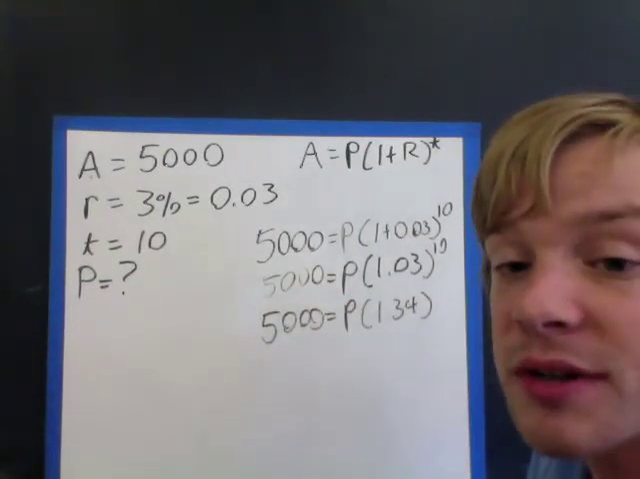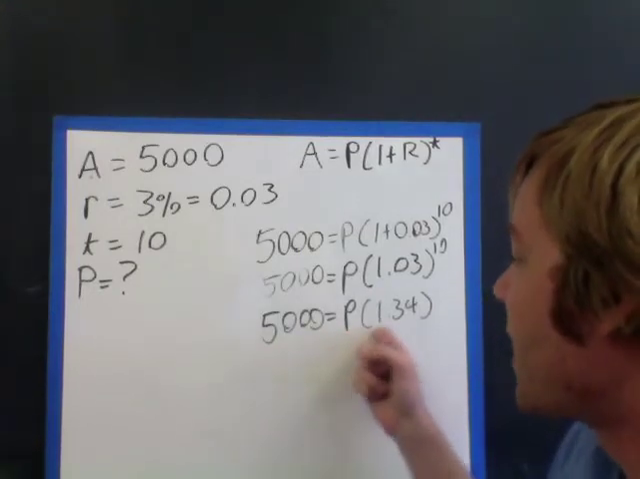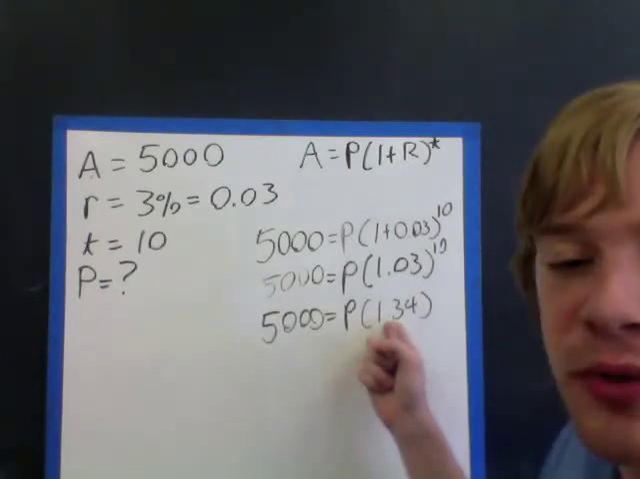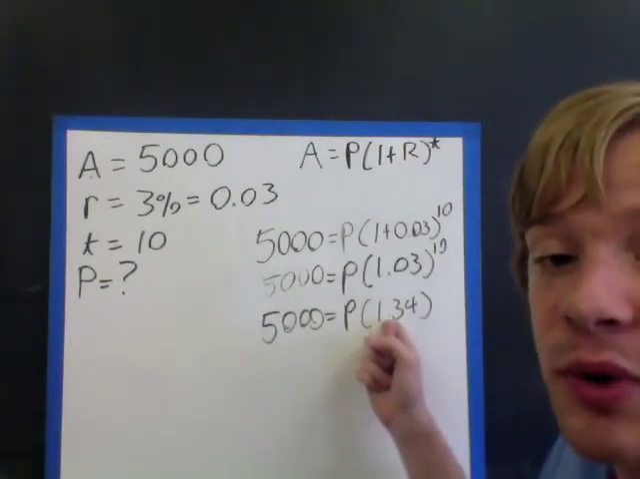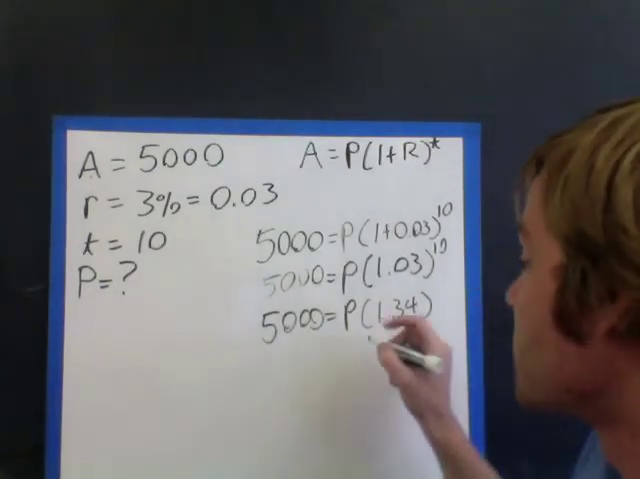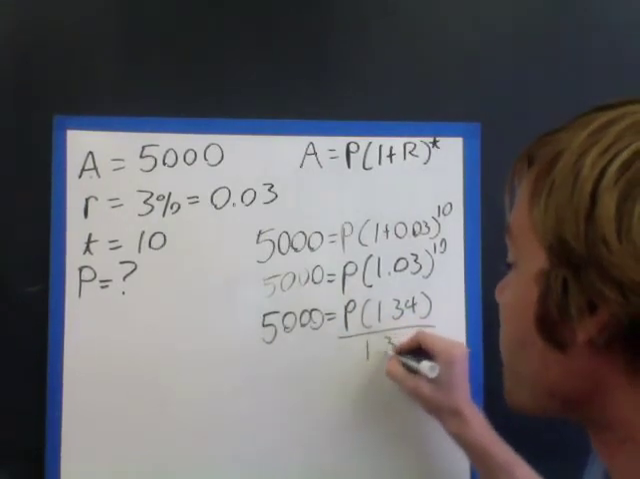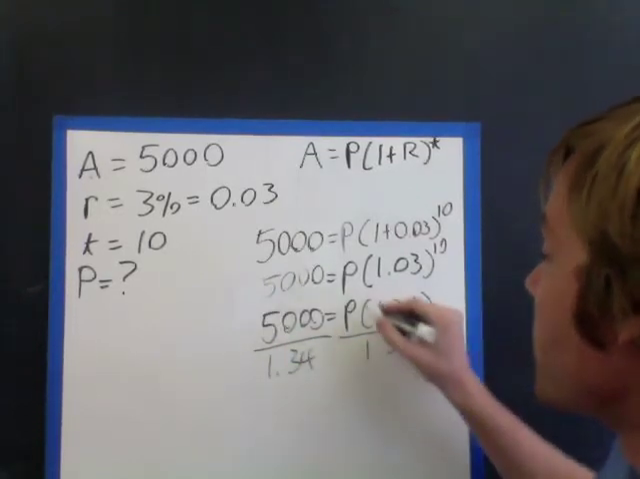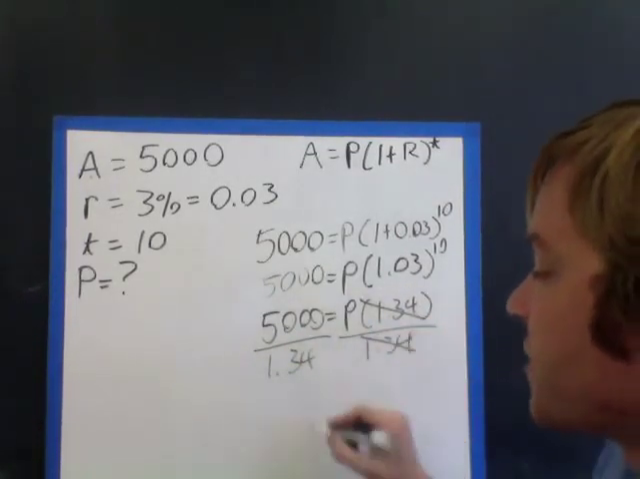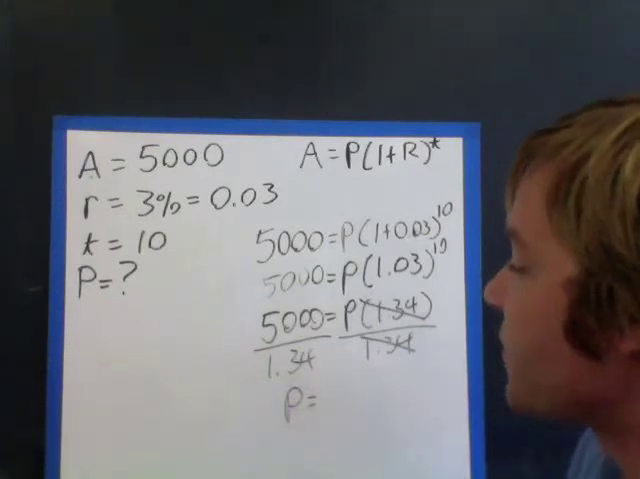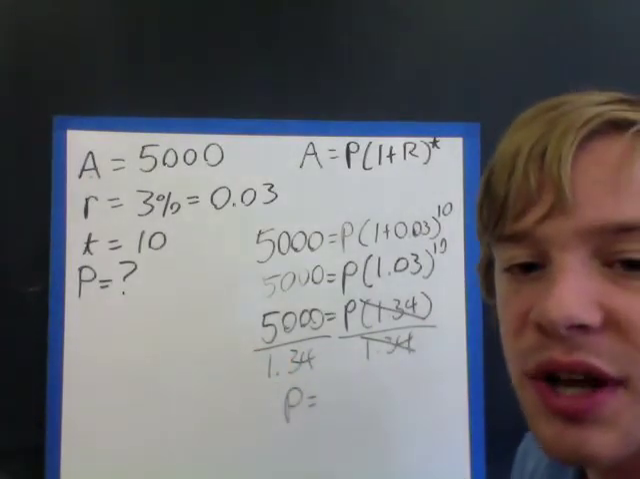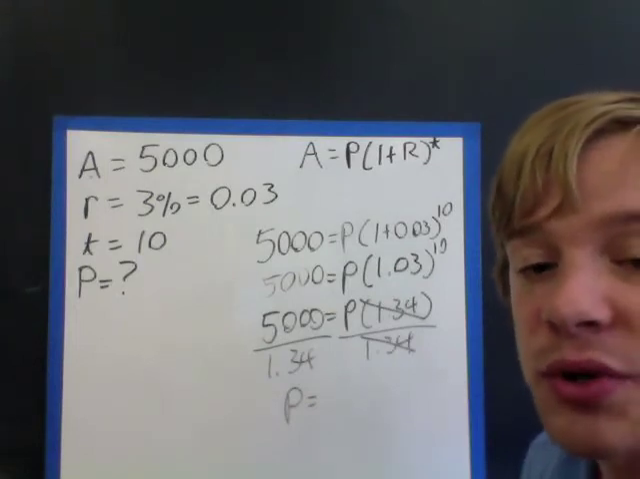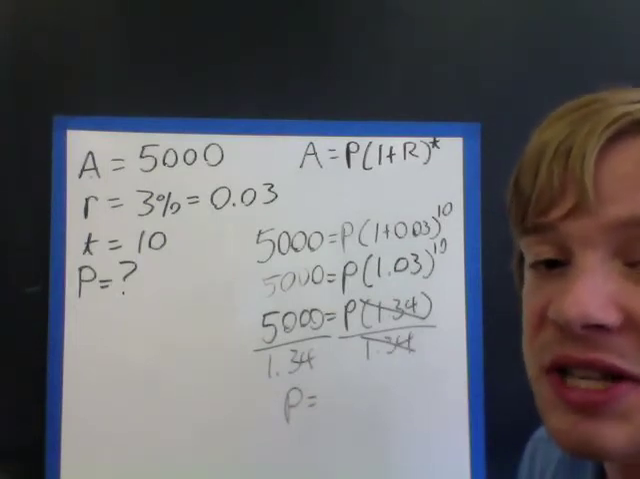Now, if I want to get P by itself, I need to get rid of this 1.34. Since the P and this 1.34 are multiplied, I'm going to do the opposite. I'm going to divide. So divide both sides by 1.34. These two will cancel out. We will have P by itself, and when we divide this, this will tell us the initial amount that we should put into our bank account in order to get $5,000 at the end.